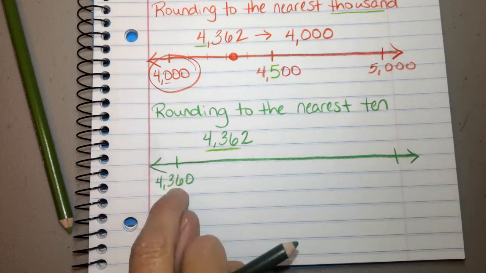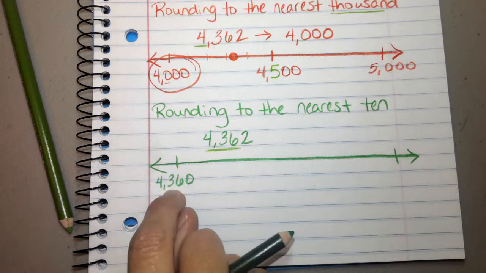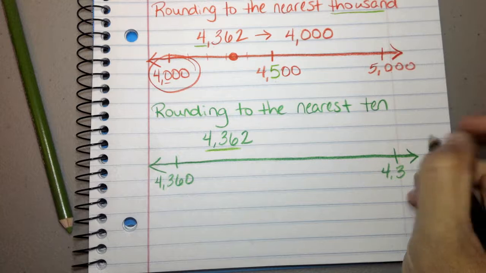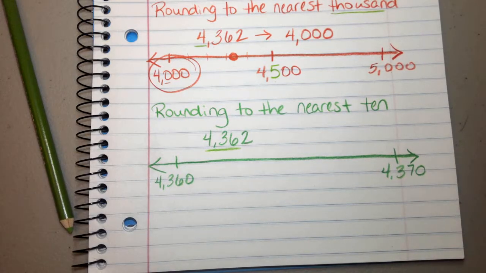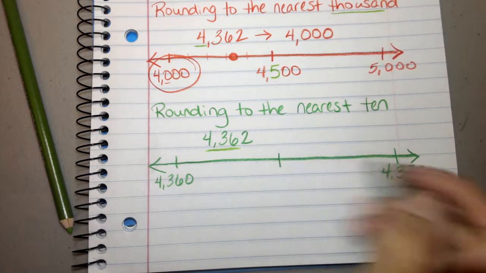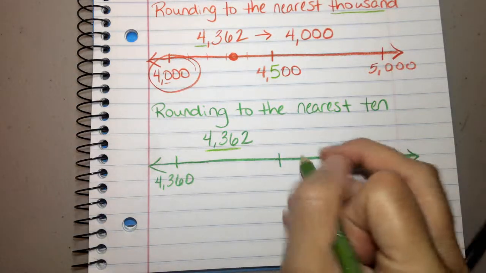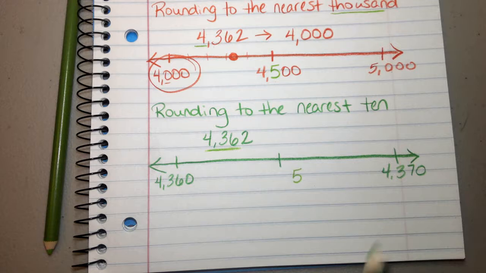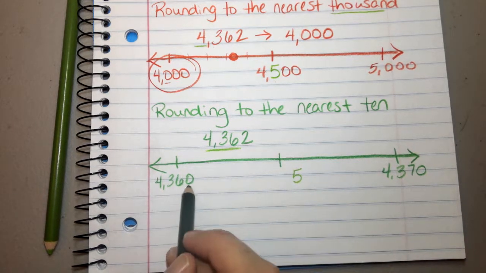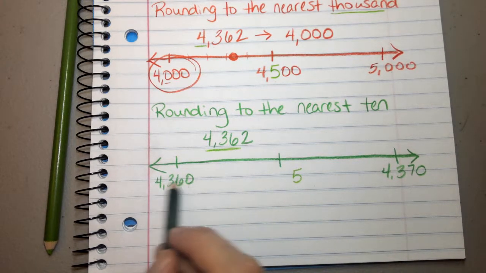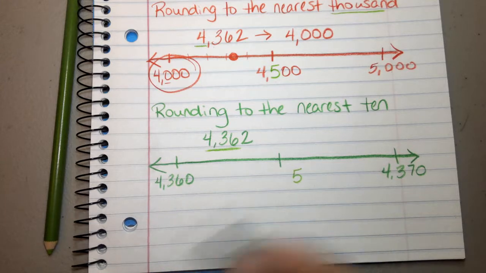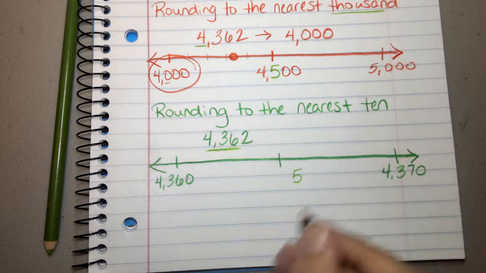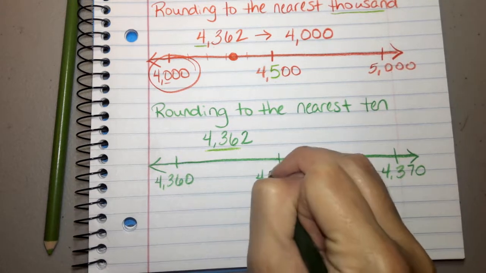And then I ask myself, which 10 comes after 4,360? Well, that would be 4,370. Right? And then what's in the middle? Whatever's in the middle is going to have a 5 in it. Just always does. And the 5 takes the place of the 0 closest to the other digits. Or you can just think through it. 4,360, 4,370. What's going to be in between?